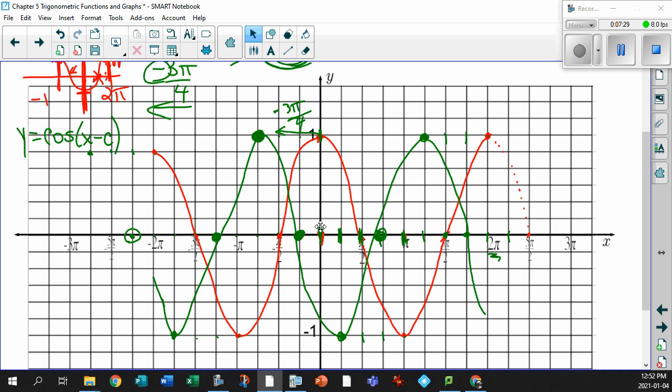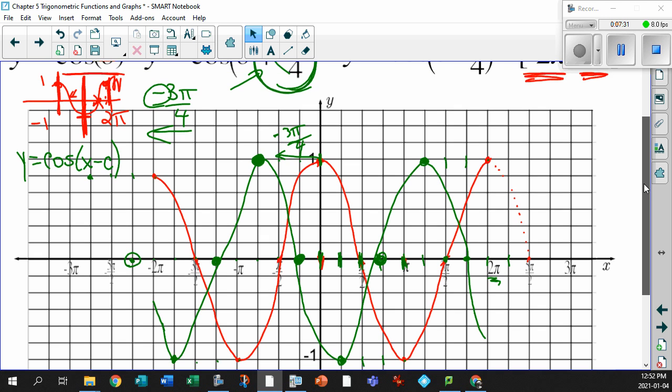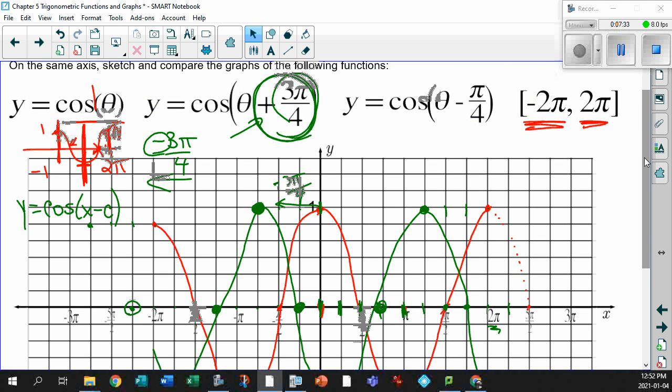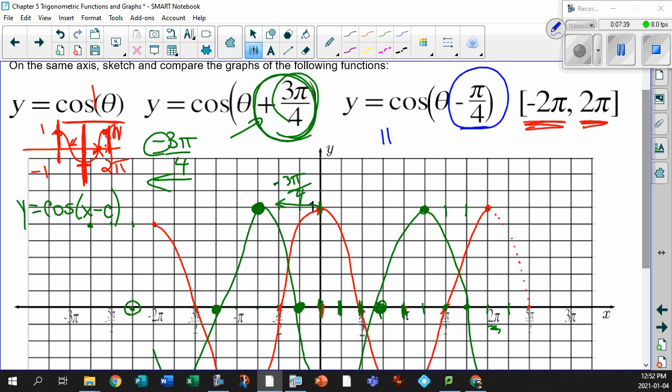Now, let's draw in the last one, which is this one here. Aha! This one means, oh, look at that. It's negative. Watch out. So that means this is actually pi over 4. So you're shifting everything of the original graph, this guy, you're shifting to the right, pi over 4. Well, this becomes really quite messy.